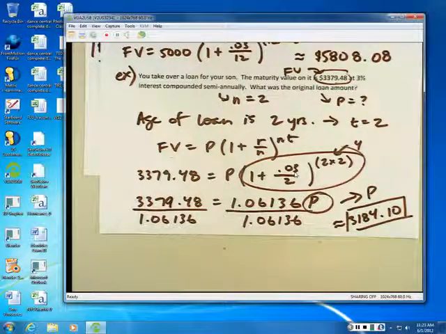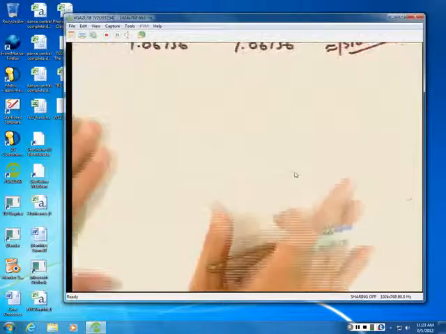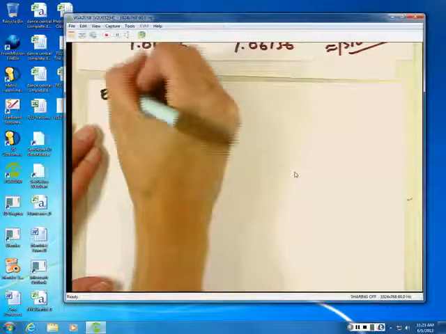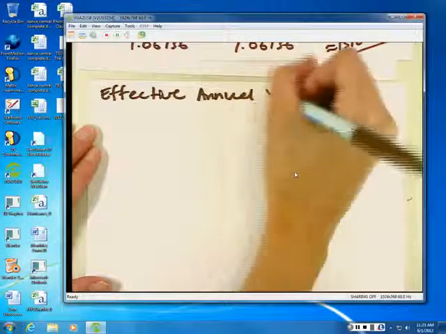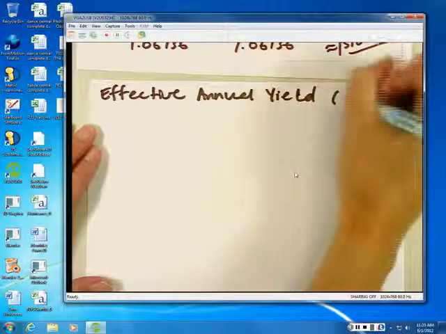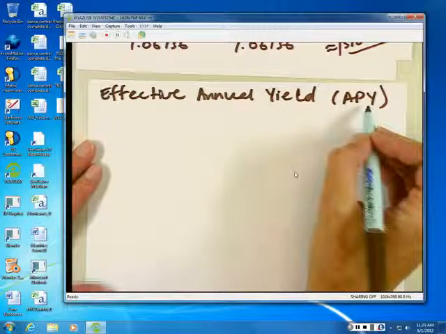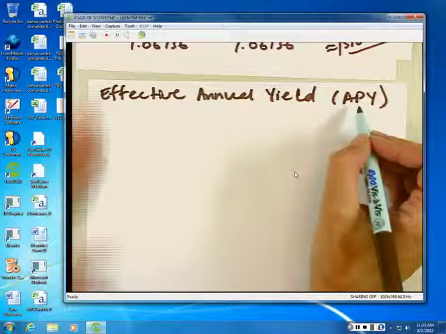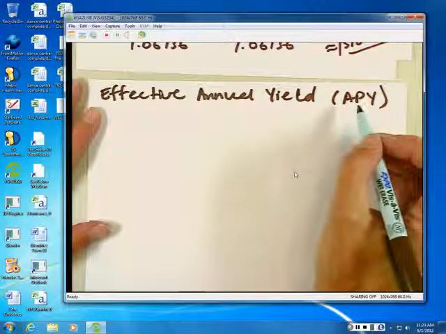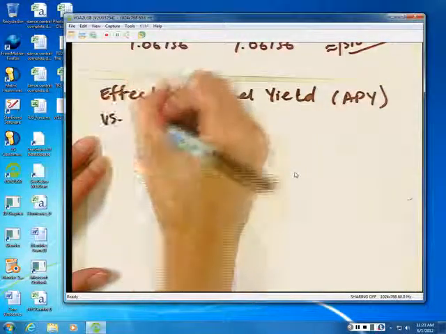The very last topic that we're going to cover in section 14.1, and there are a couple others, we're not going to cover all of them. The last topic that we're covering in 14.1 is the effective annual yield, also called the APY, which is the annual percentage yield. Banks and credit card companies are required by law to report this. So if you look at your credit card application or a credit card statement, they have to provide you this, in addition to the nominal rate.